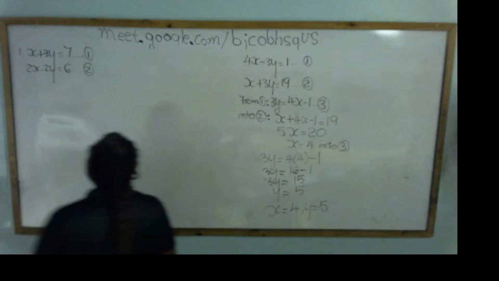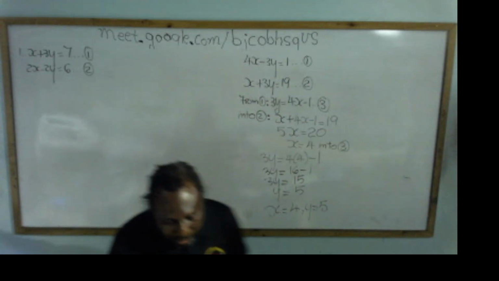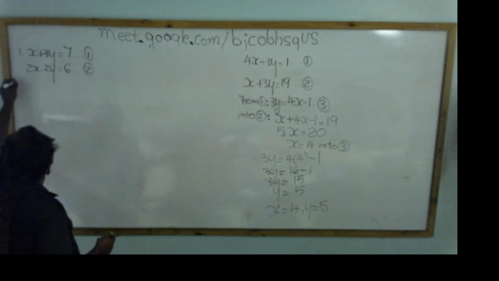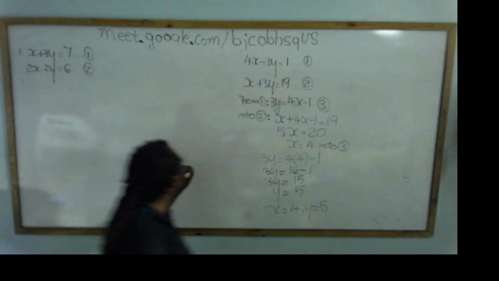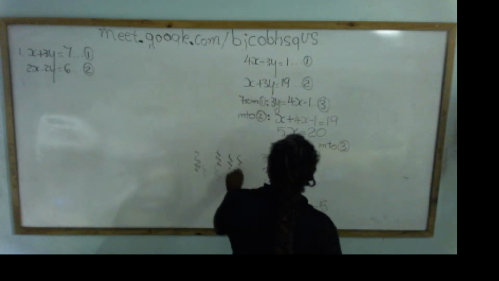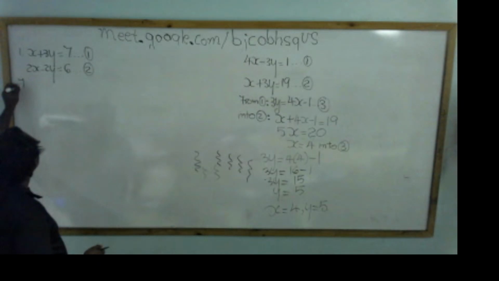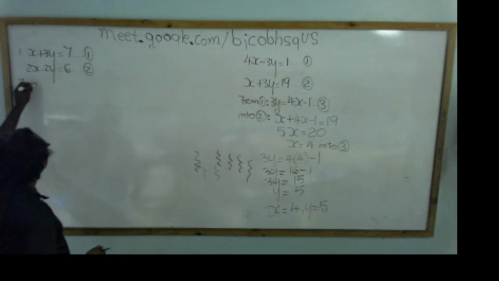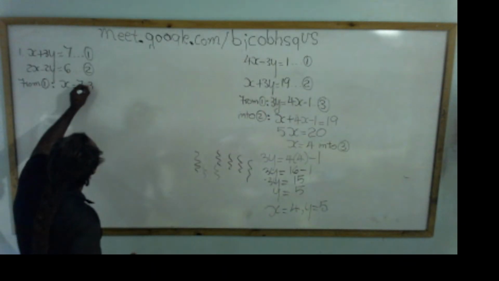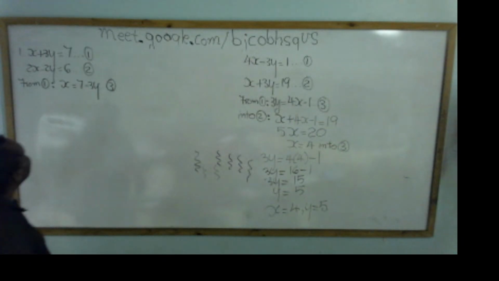All right. So I'm going to go straight forward with from equation 1. All right, that's not bad. So from equation 1, x is equal to 7 minus 3y, and that is your equation 3, because that's your substitution equation. Is that okay? Yes, it is.